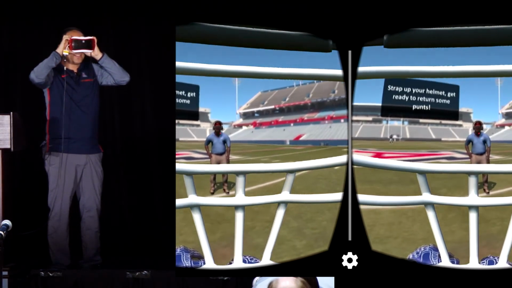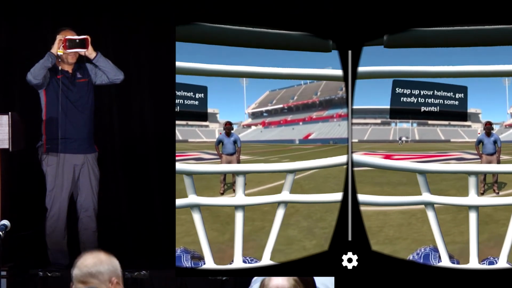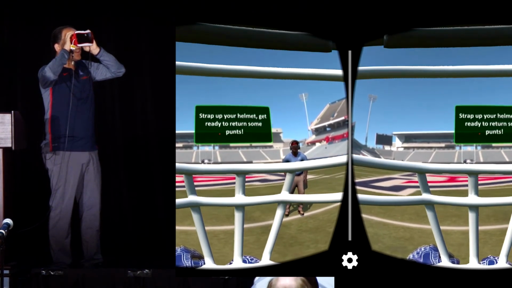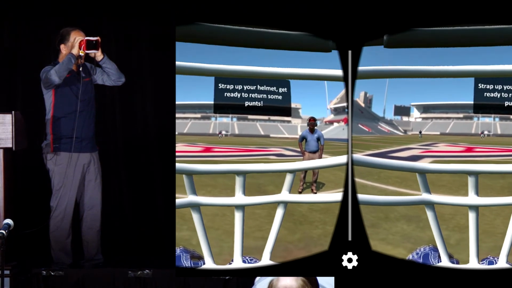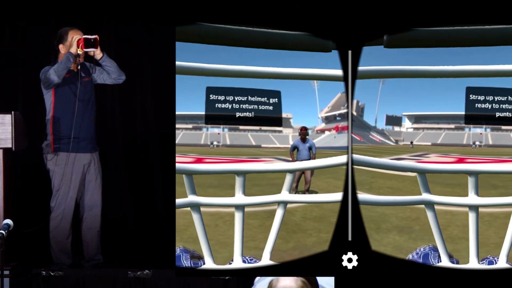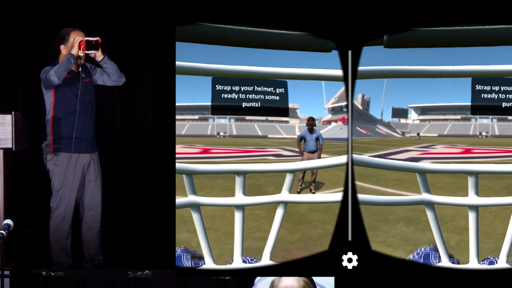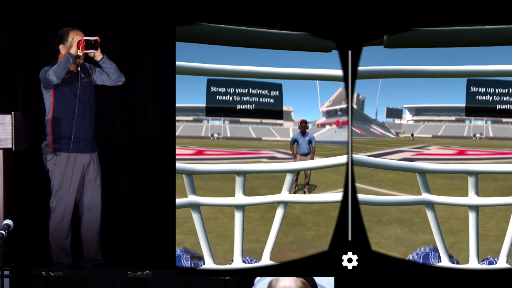Now, this is the coach that's giving me instructions on what to do. So the first instruction is strap up your helmet, get ready to return some punts. Now the kicker is there in the distance. You might see a little red dot. Can you see the red dot in the middle of the image? That's my guide of where my actual focus is.